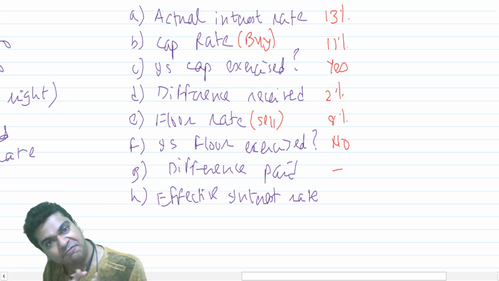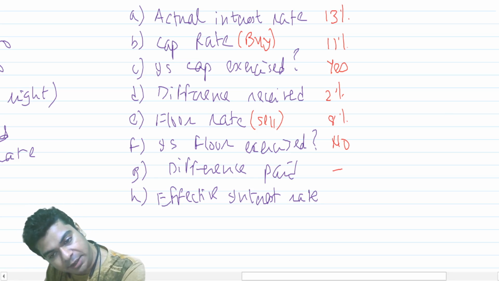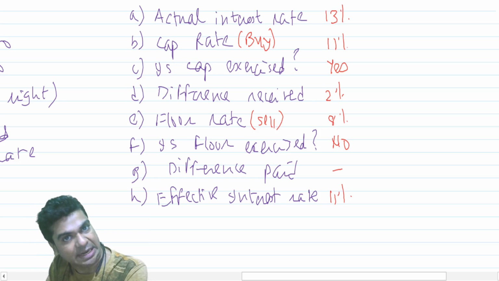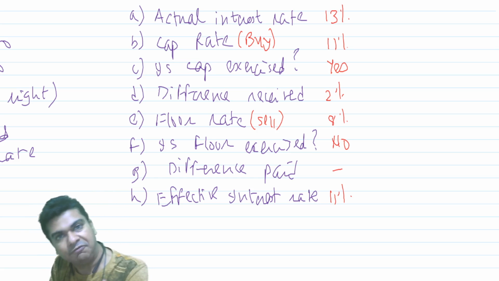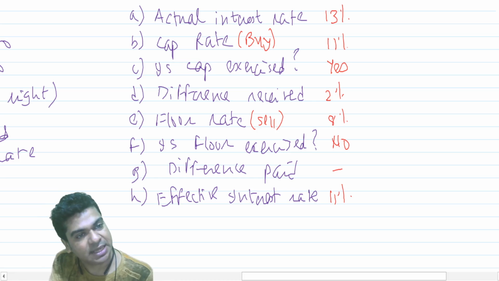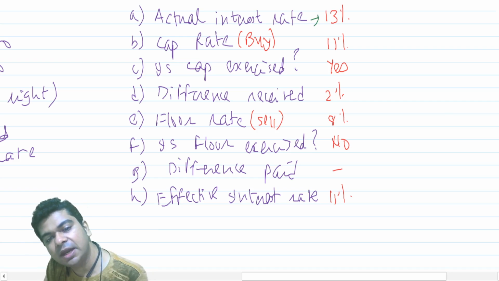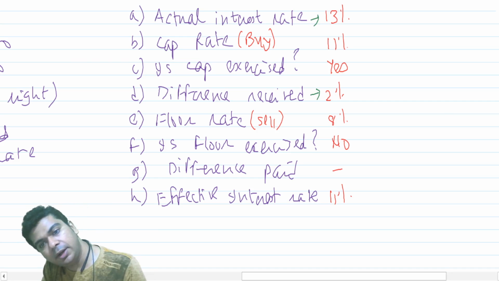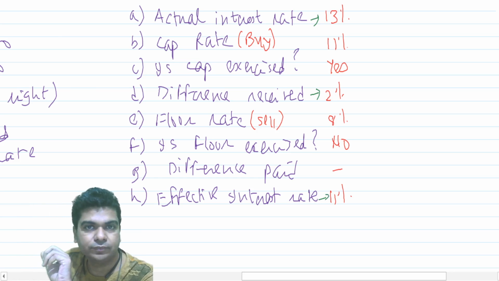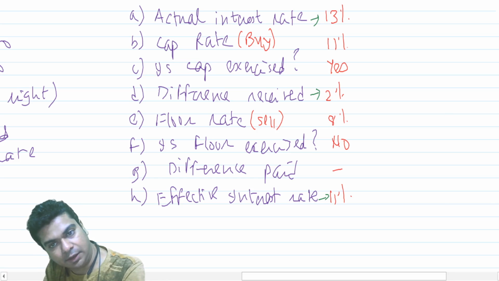So find out what is your effective interest rate. You ultimately were able to borrow at 11%, right? Ultimately, you have been able to borrow at 11%. Comfortable? I'm actually borrowing at 13%, but I'm receiving a difference of 2%. So 13 minus 2, my effective borrowing rate is 11%. Fine. Okay. Let's take another rate.